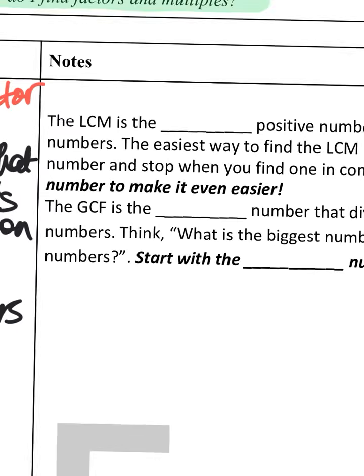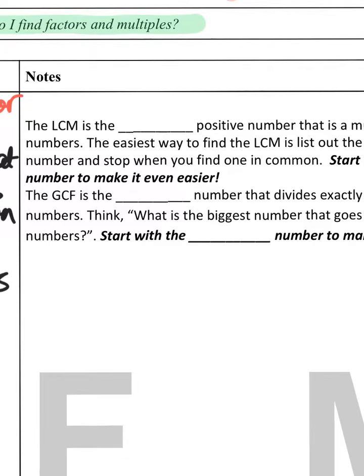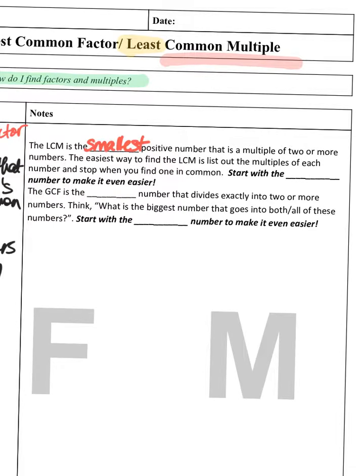The least common multiple is the smallest positive number that is a multiple of two or more numbers. The easiest way to find the least common multiple is to list out the multiples of each number and stop when you find one in common. Start with the largest number to make it even easier.